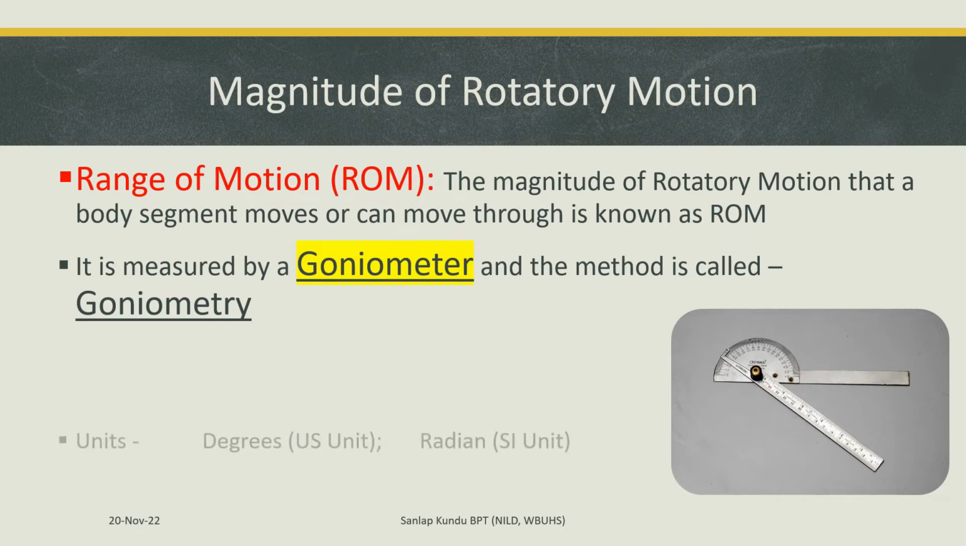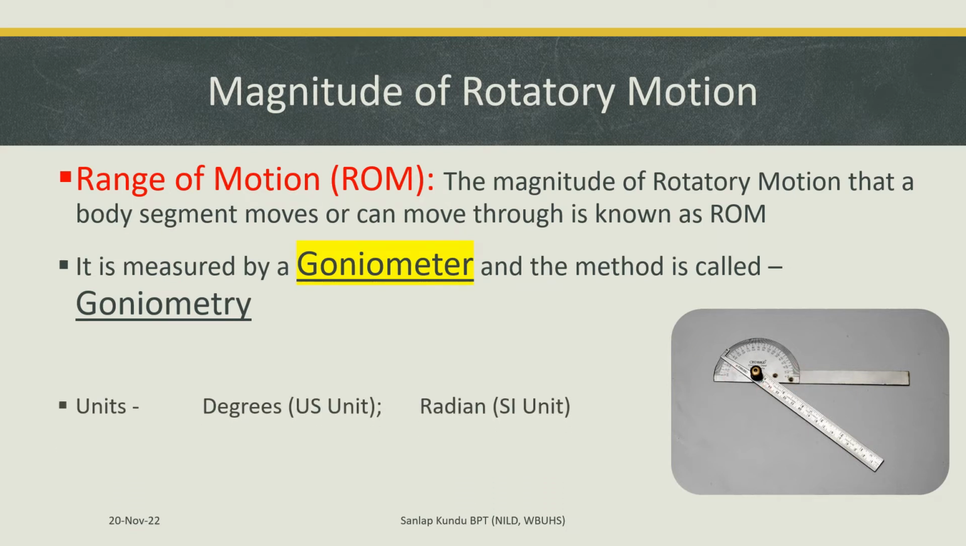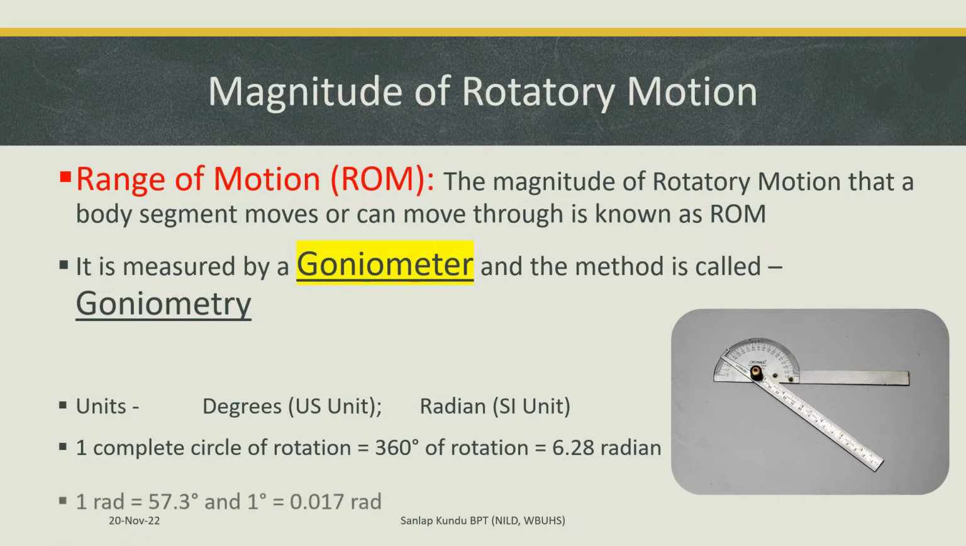Now the unit of range of motion is degrees in US units and radian in SI units. One complete circle of rotation is equal to 360 degrees of rotation and it is equal to 6.28 radian. Now if we convert them, 1 radian is equal to 57.3 degrees and 1 degree is equal to 0.017 radian. Now try to remember these values as MCQs may come from these values.